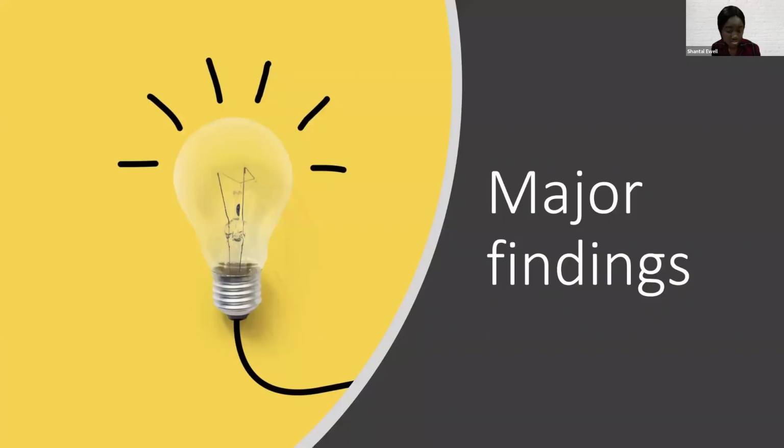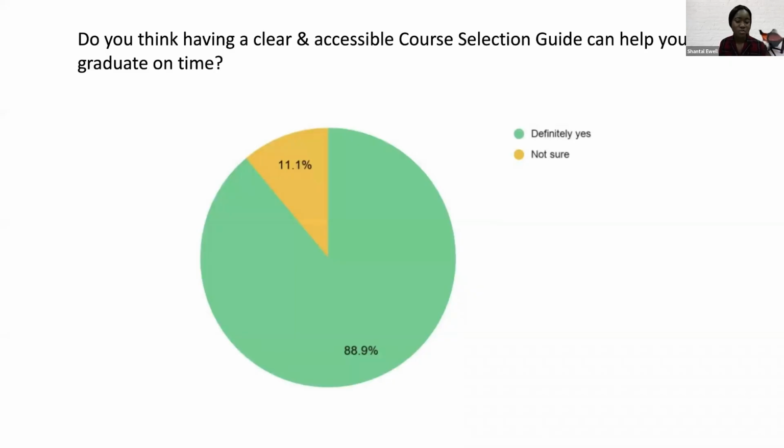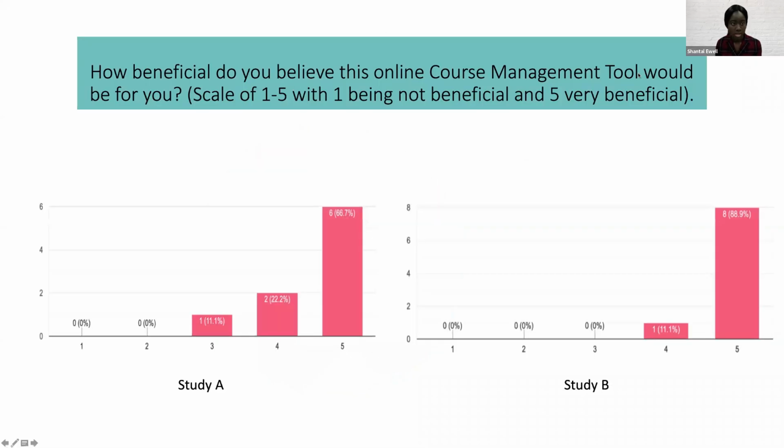So, some of my major findings. I asked this question to students: do you think having a clear and accessible course selection guide can help you graduate on time? 88.9% said definitely yes, and 11.1% said they weren't sure.